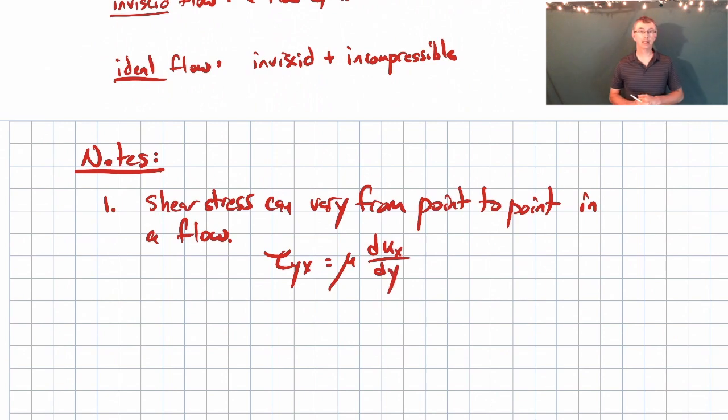And so it depends on what the velocity gradient is. The velocity gradient could change from point to point in a flow, and so therefore the shear stress could vary. So it's probably better that I write the shear stress at some location.